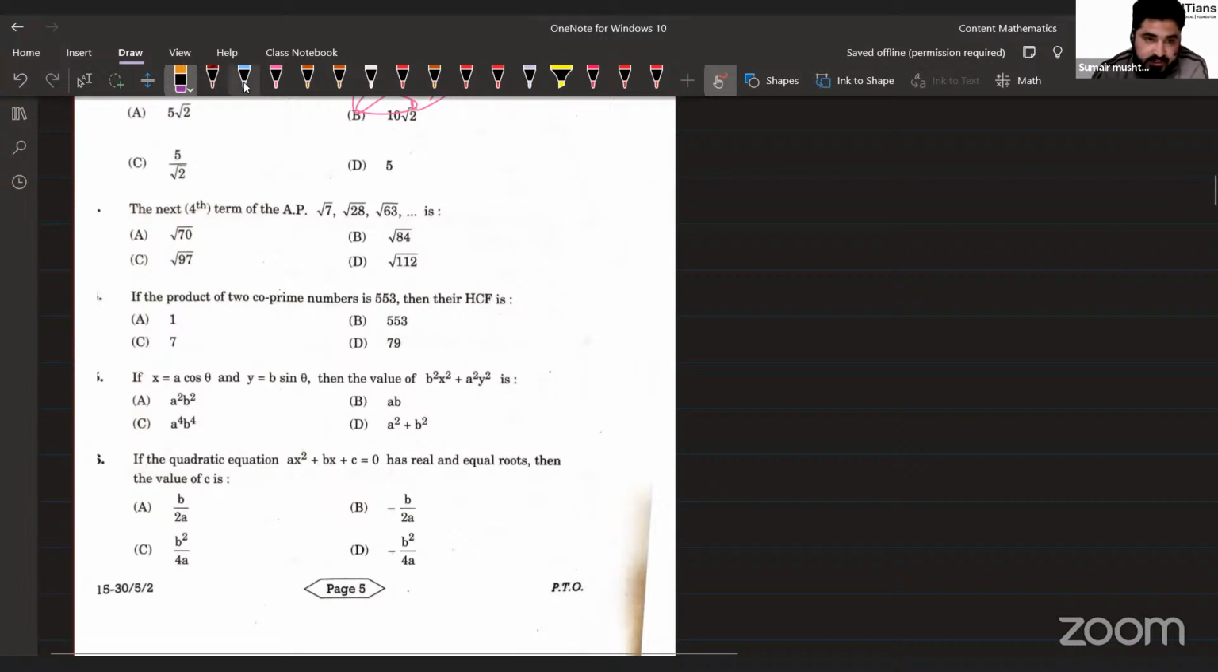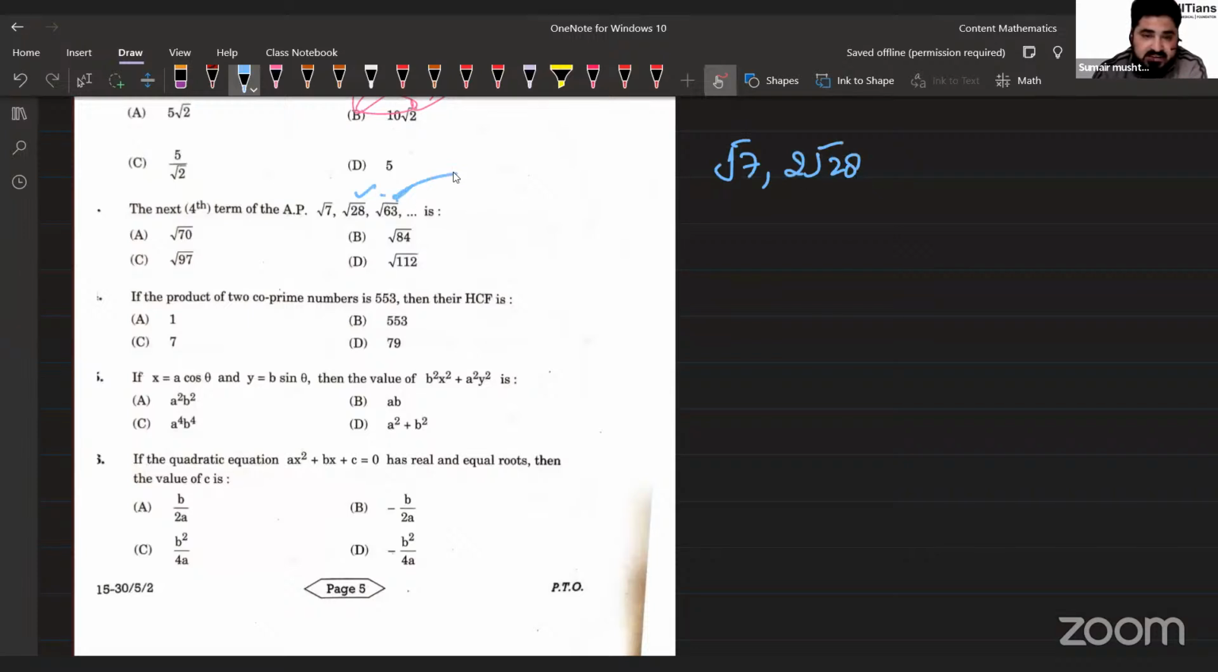See, this is the question which was given. Fourth term. First of all, we will try to simplify this. This is 7. We'll take all the terms in the form of root 7. This is root 7. This is 28. Can I write 28 as 4 into 7? When I take the root of 4, that will be 2. So that is 2 root 7.